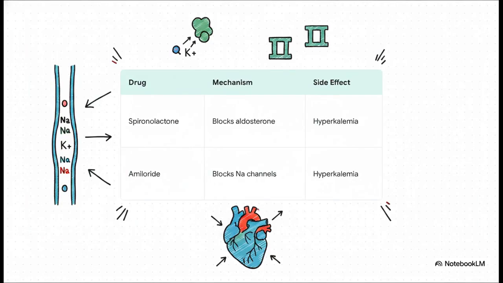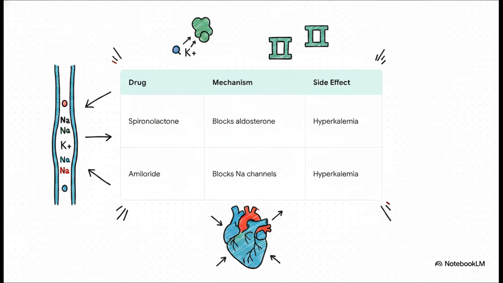Naturally, the drugs acting on the collecting duct are called potassium-sparing diuretics. They work by directly antagonizing this baseline hormone physiology. Drugs like spironolactone and eplerenone specifically block those aldosterone receptors. Meanwhile, amiloride and triamterene just block the sodium channels themselves. By blocking sodium reabsorption here, they cause mild diuresis.